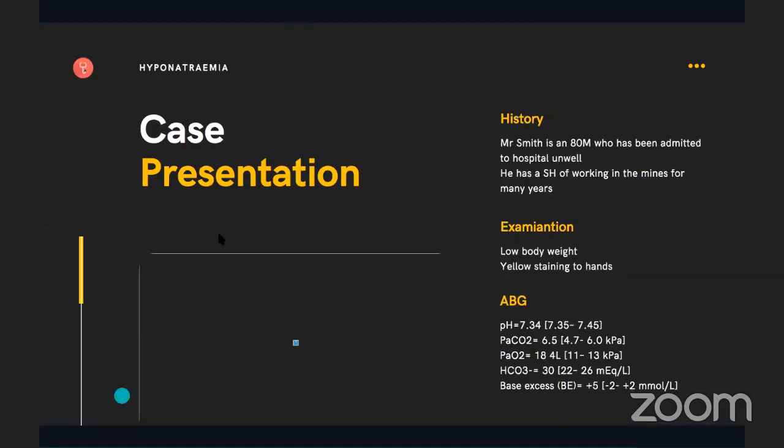So we'll move on. The next one is a gentleman, Mr. Smith. He's a little bit older, 80-year-old, and he's been admitted to hospital unwell. He has a social history of working in the mines for many years. On examination, he's got low body weight and yellow staining to his hands. His ABG is given below. So again, if you work through it the same way you did before, you want to look at his PaO2, then his PaCO2. Then you want to look at the pH, see if there's any disturbance, work through the PaCO2, HCO3, and the base excess, and see if you can link it all together and find out what's going on. I'll give you a few minutes for that.